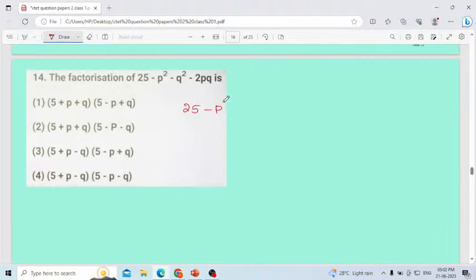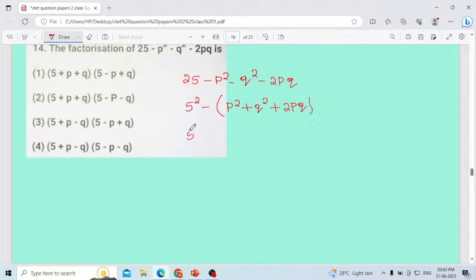25 minus p square minus q square minus 2pq. 25 I can write as 5 square. If I take minus as common, you will get p square plus q square plus 2pq. Then 5 square minus this, it will be in the form of p plus q whole square. Then this you can compare with a square minus b square.